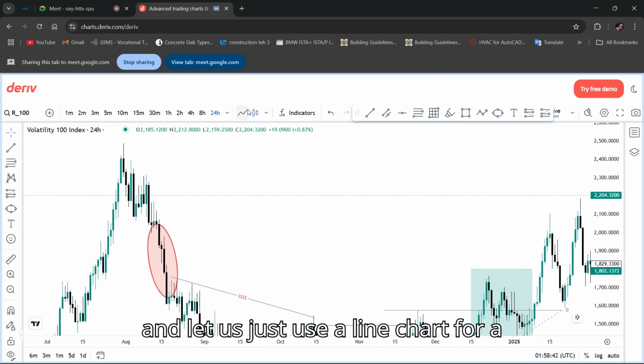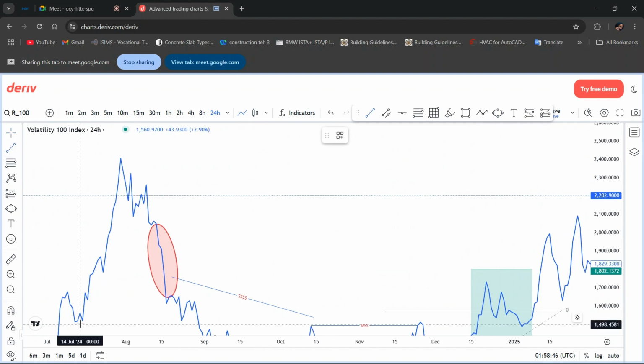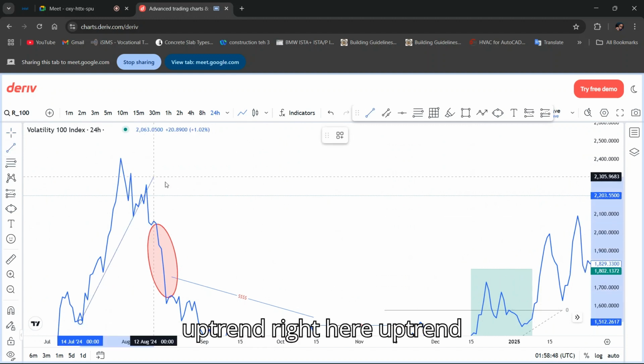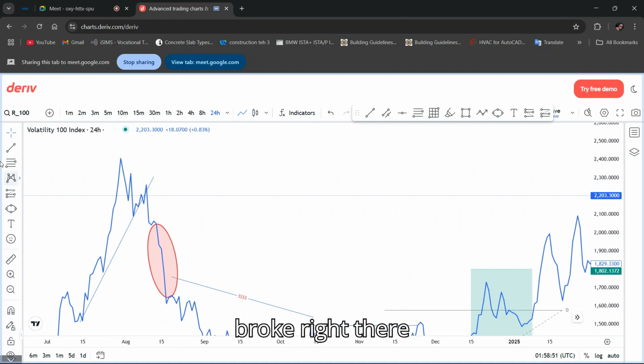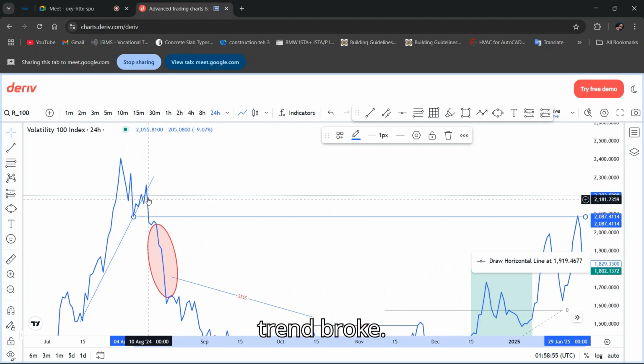And let us just use a line chart for a minute. We have an uptrend right here, uptrend broke right there. I'll be looking to take profit where the trend broke.